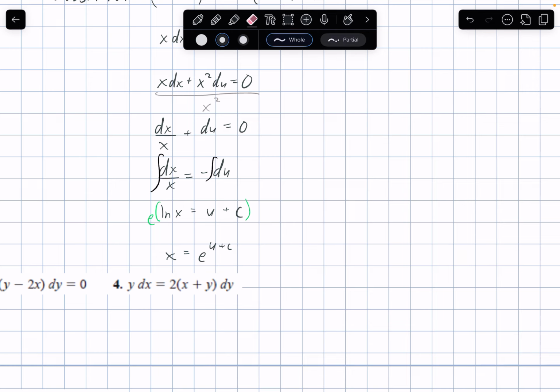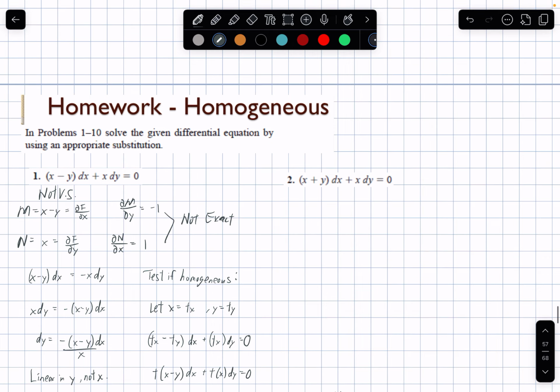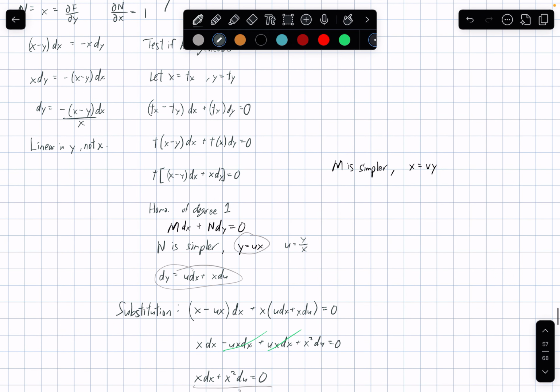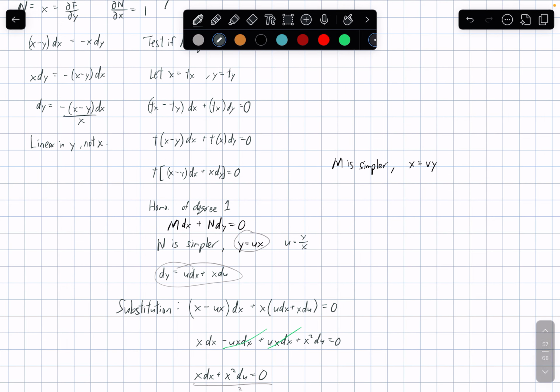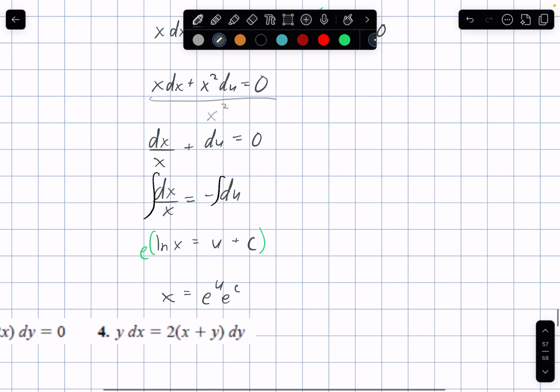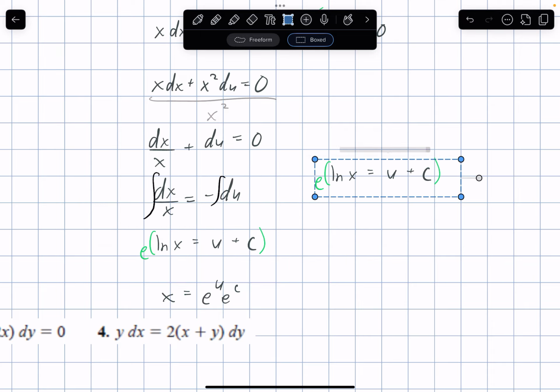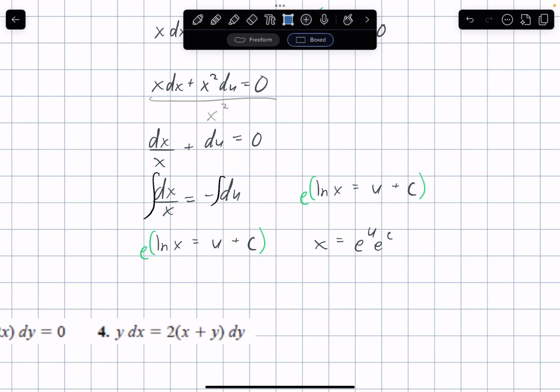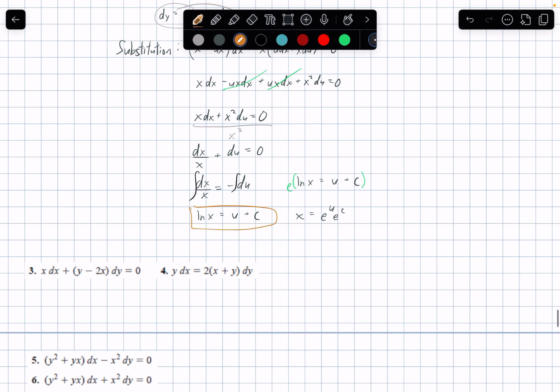Or, yeah, e raised to c. I think that's it for this question. Let me just verify if the answer is correct. So, like I said, usually this is already accepted as the general solution. You only have a general solution.